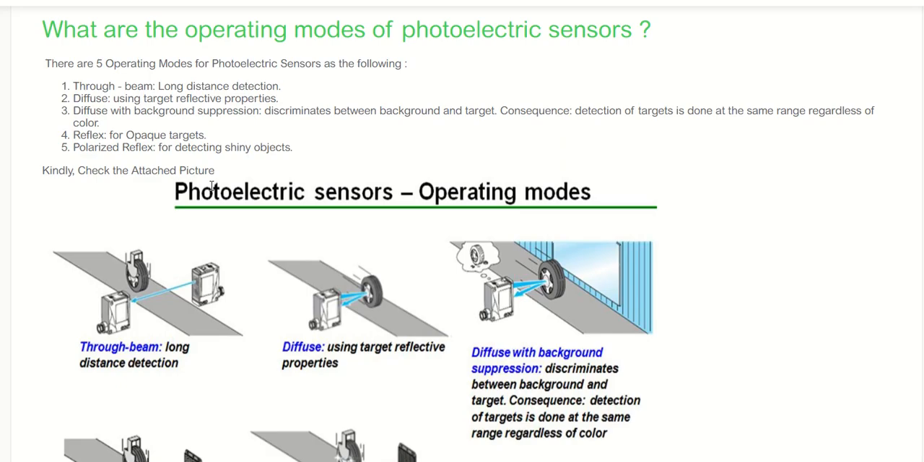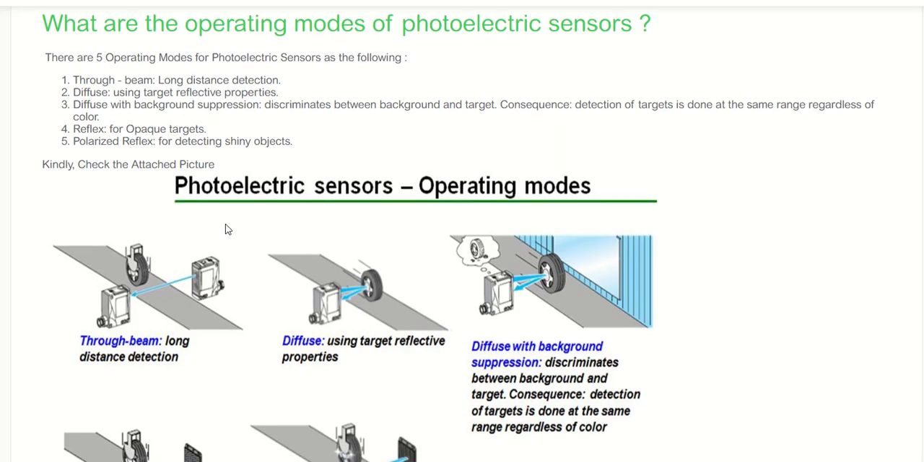Now let's see the operating modes in photoelectric sensors. Photoelectric sensors have five different operating modes. The first one is the through beam, in which long distance detection takes place. As you can see in this image, this is a through beam detection in which the long distance detection is taking place. See, this one is measuring till here, so long distance detection is taking place.